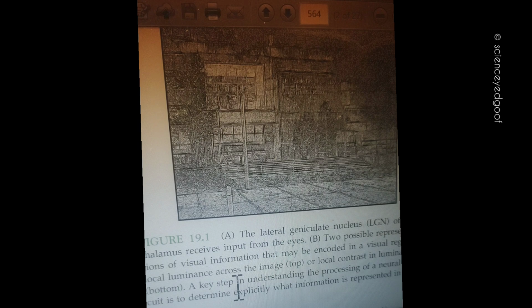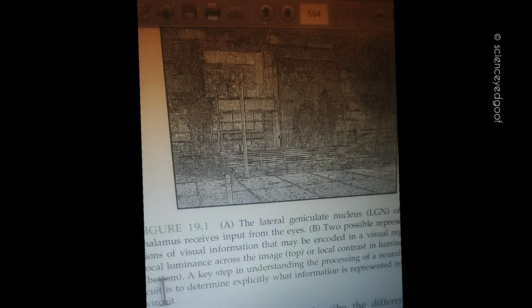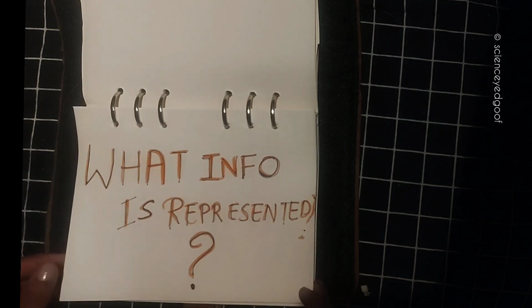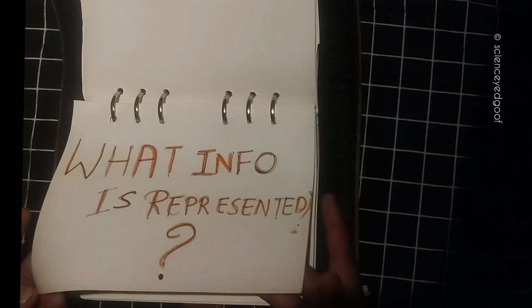So once we understand how the processing in these neural circuits happens, we can determine explicitly what information is represented in that particular circuit, and how we can visualize that particular information.